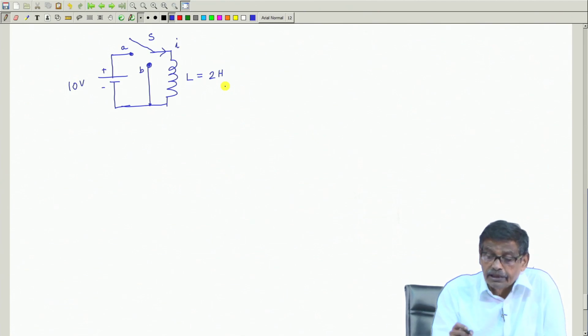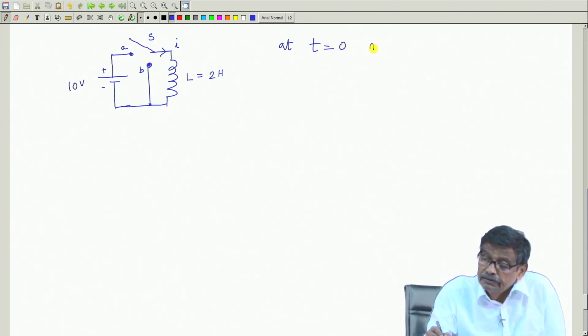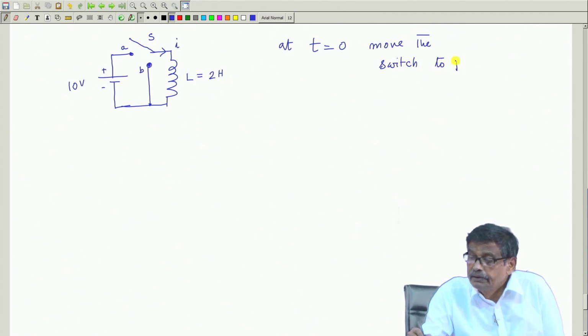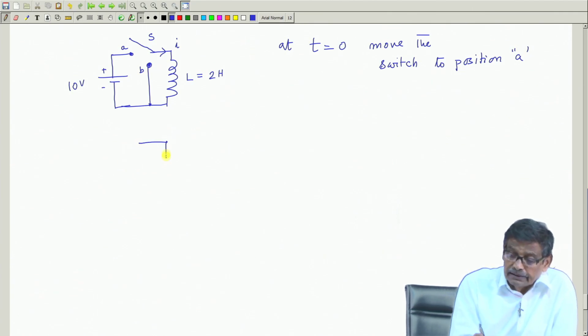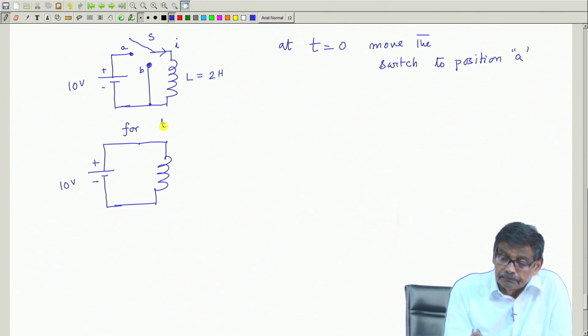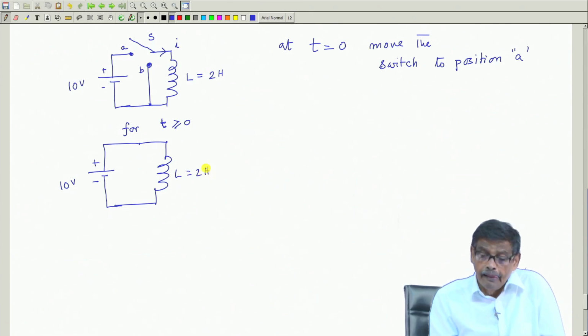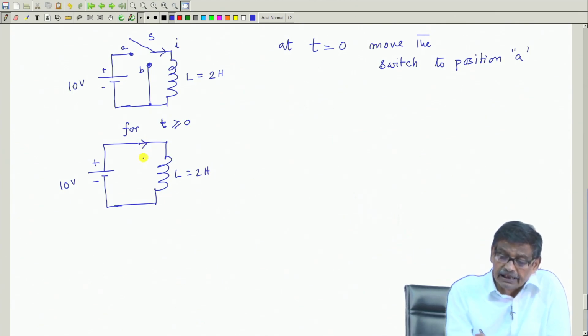Now, what I will do is this, look carefully, at t equal to 0, I will move the switch to position A. So, if you do that, then your circuit at t equal to 0, you have done it like this. So, for t greater than equal to 0, this is the circuit and this inductor is 2 Henry. Therefore, I want to find out what will be the expression of the current in the inductor.